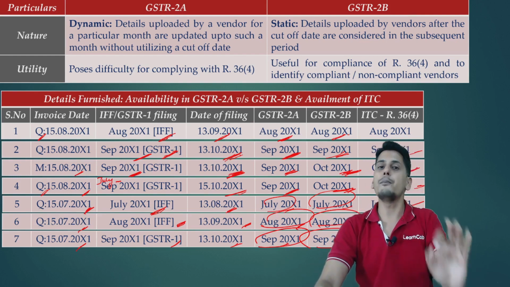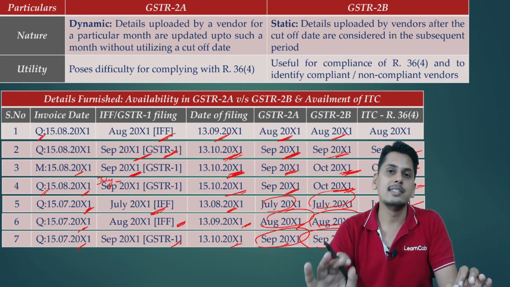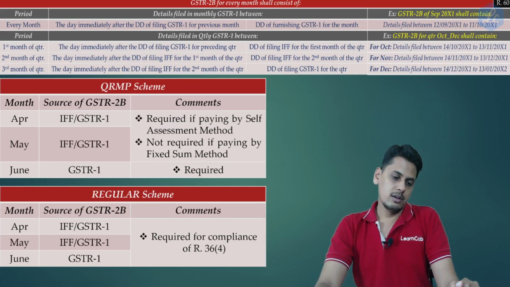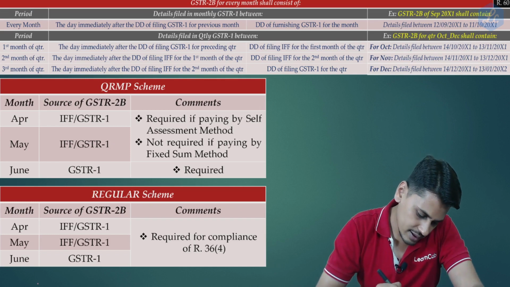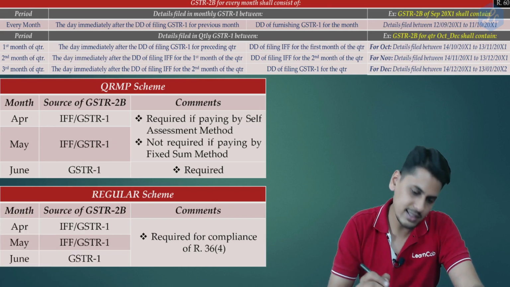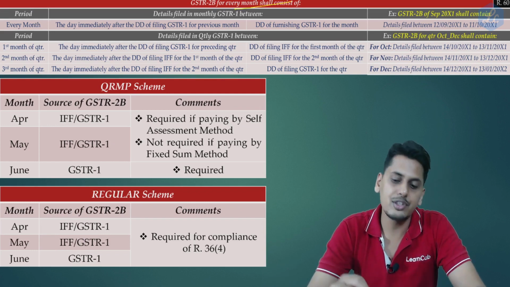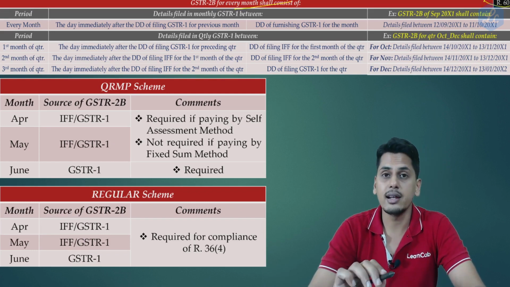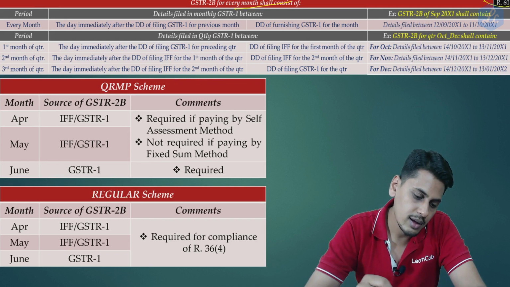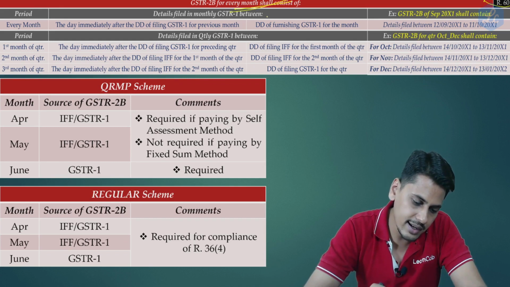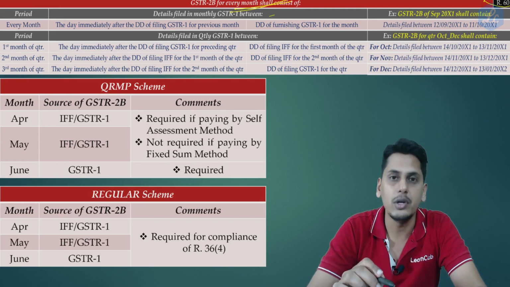For the purpose of computation of 36 sub rule 4, GSTR-2B is relevant. So now friends, whatever we have discussed so far, we are just going to see it in the wordings. GSTR-2B for every month shall consist of... We have discussed the entire rule 60. Let's have a look. GSTR-2B for every month shall consist of details filed in monthly GSTR-1 between.